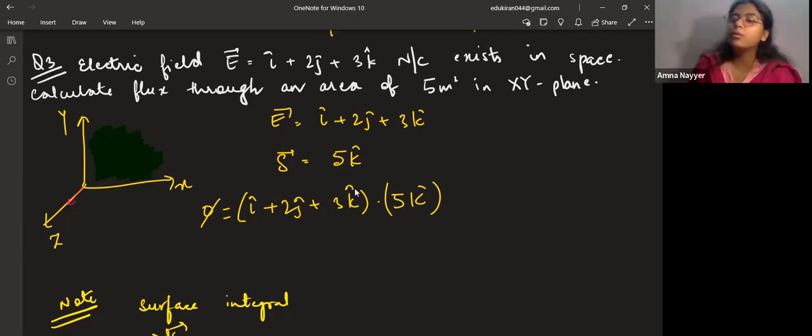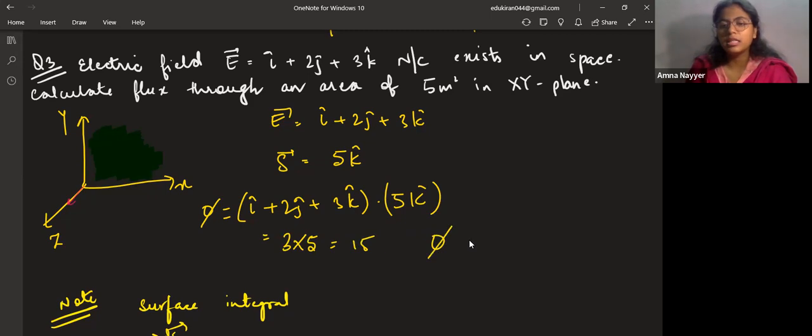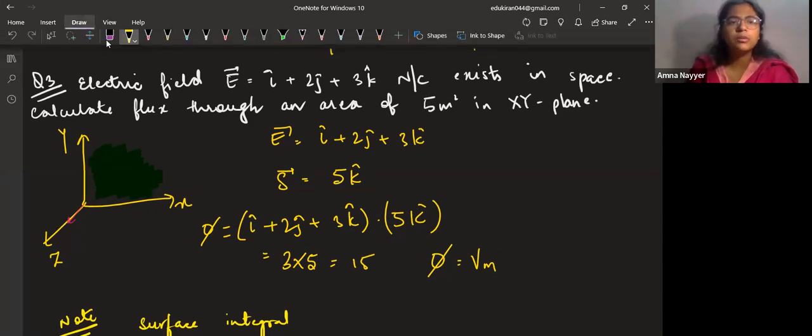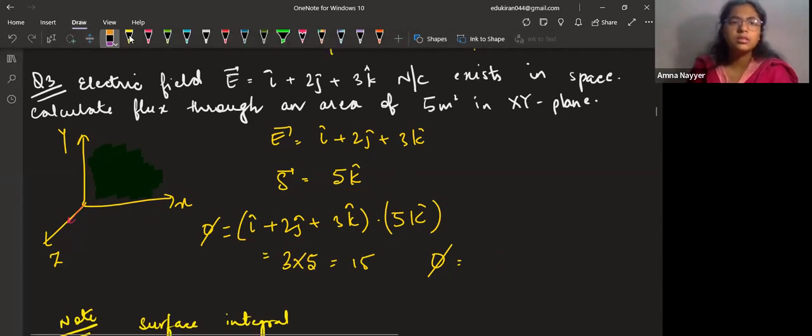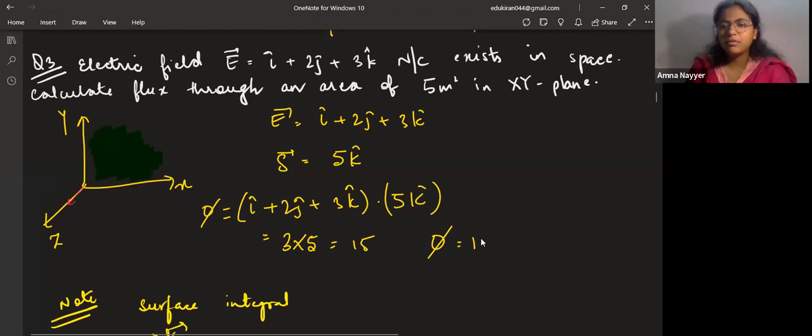But we do have coefficients of k cap. What are they? From here we have 3, from here we have 5. That makes it 15. So this is 15 volt meter, or you can use Newton per coulomb meter square. I think it's better since you do not all know this. So this will be 15 Newton per coulomb meter square.